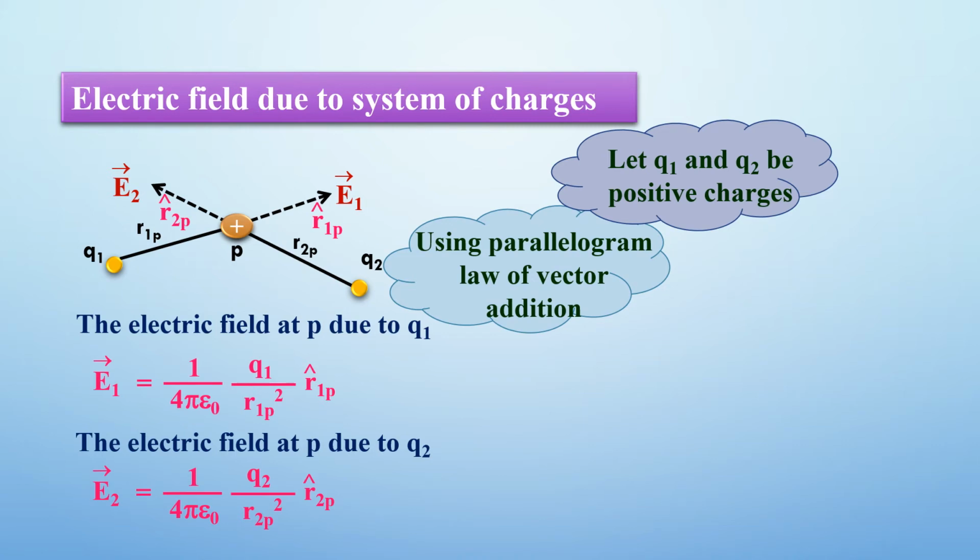When we have two vectors in different directions but originating from one point, you can use the law of parallelogram of vector addition. So we'll construct a parallelogram with respect to E1 as well as E2 and draw a diagonal from the origin from where the two vectors are coming. So this shows you the diagonal, which is going to give you the resultant electric field.